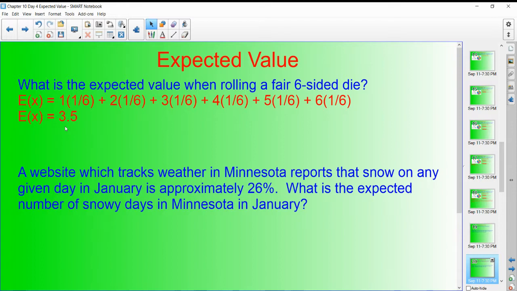Okay, if I roll 2 dice, the expected value is 7. 3.5 on each die. 3.5 plus 3.5 is 7. That's why 7s are the most commonly rolled number on 2 dice.